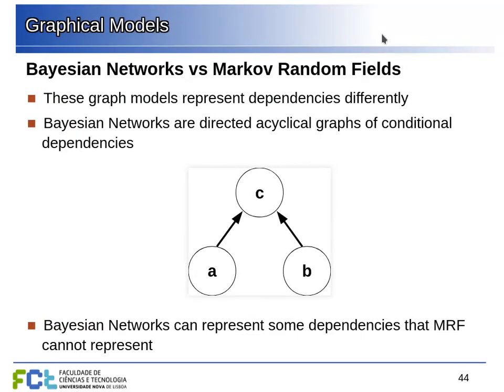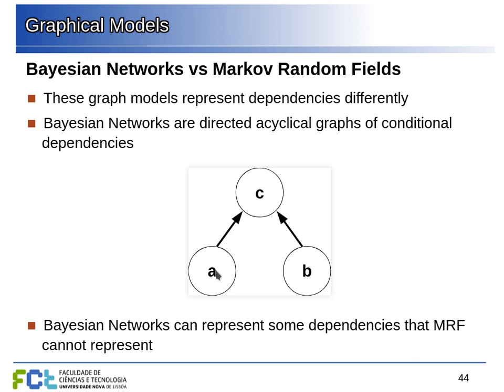Okay, so let's review the difference between the Bayesian networks and Markov random fields. Both of them try to model how the variables are related and how they depend on each other, but Bayesian networks are directed acyclical graphs which specify the conditional dependencies between pairs of variables. So there are some dependencies that we can represent in Bayesian networks that we cannot represent in Markov random fields.